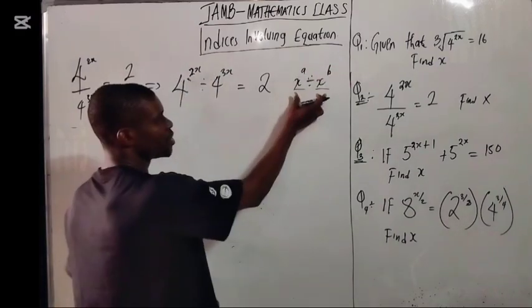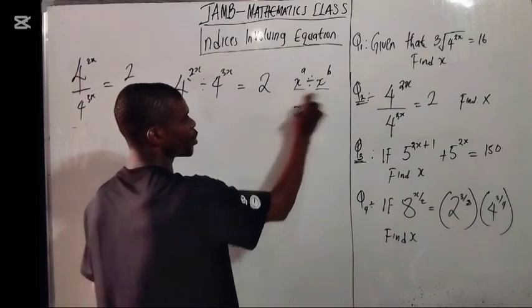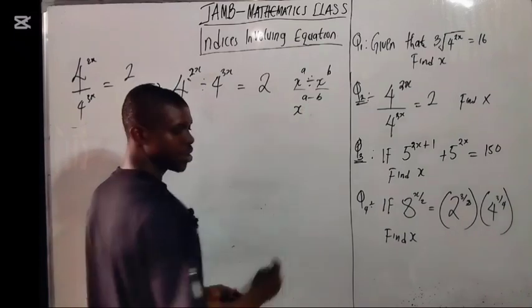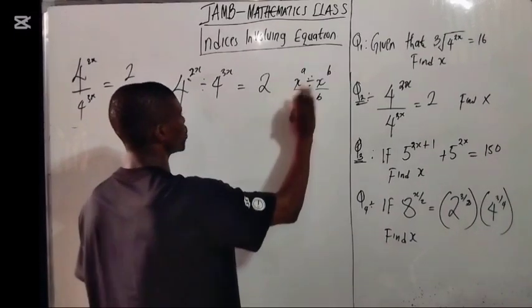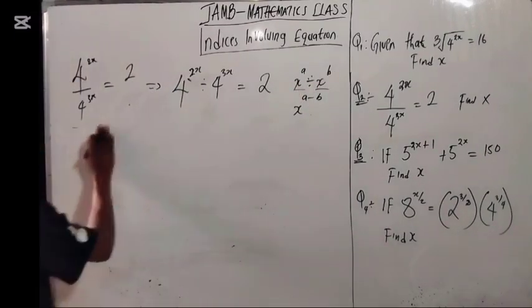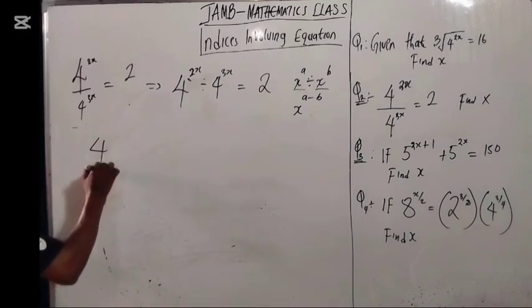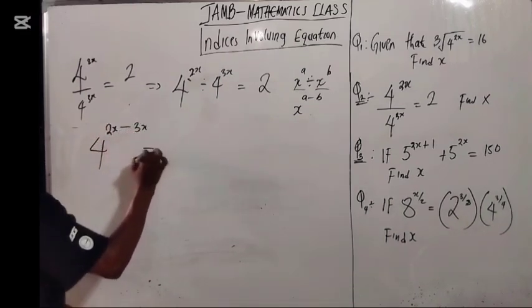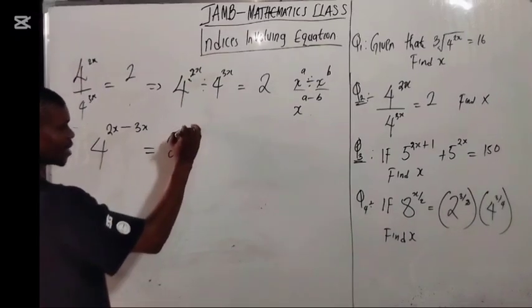So the division law is what? Because the two of them have the same base, it's going to be a minus b. With this understanding, you can write 4 raised by 2x minus 3x equals 2, and here we can say raised by 1.